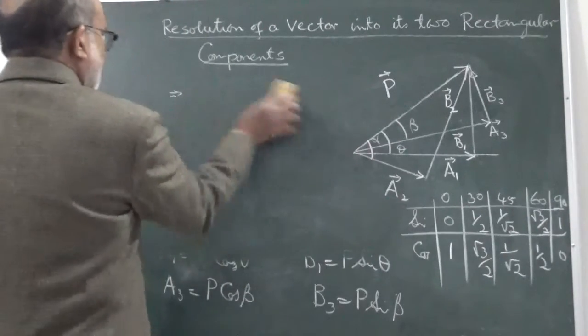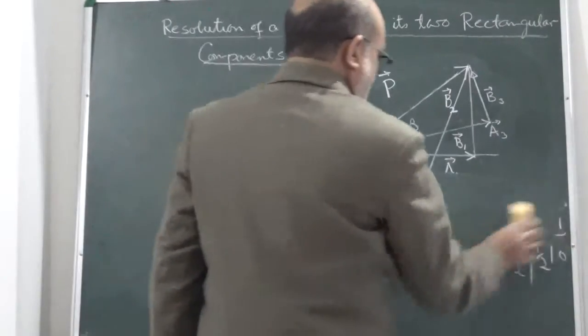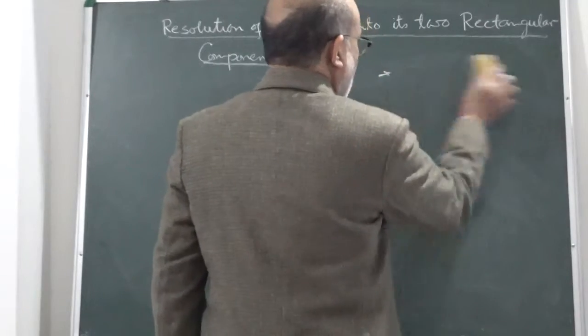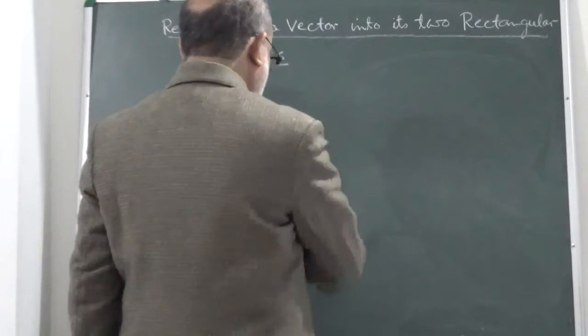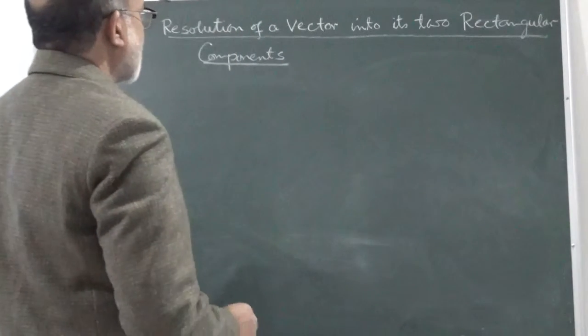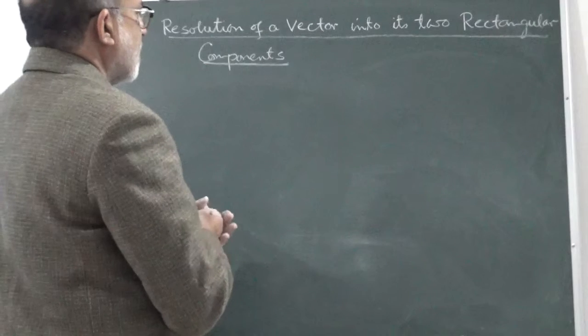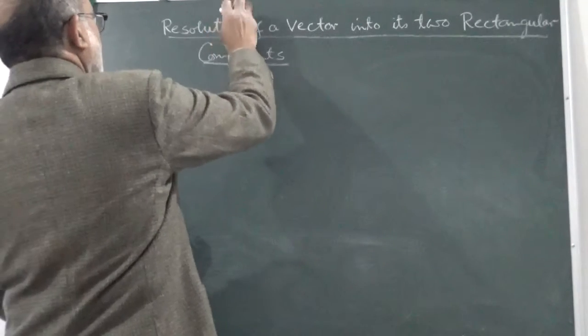Now we will do some problems and find which pair of rectangular components is to be taken in each case. Before that I would do composition of vectors, but you can do the problems first. Do the problem.